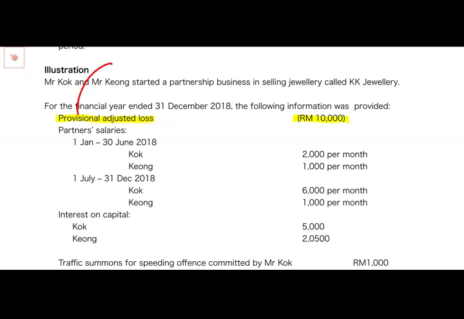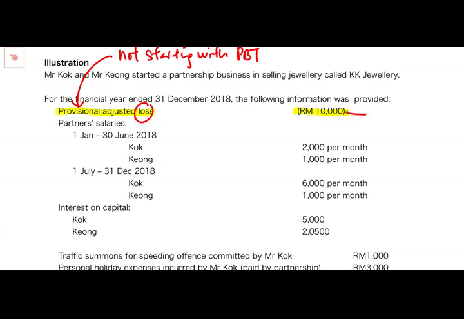Now take note, you are not starting with PBT, you are starting with PAI, and of course take note, the PAI is a negative figure. Now you have a negative PAI. It doesn't matter, it's only a figure. Okay, this is not current year business loss. Not yet. Current year business loss must be at the adjusted income level. So please take note of that.